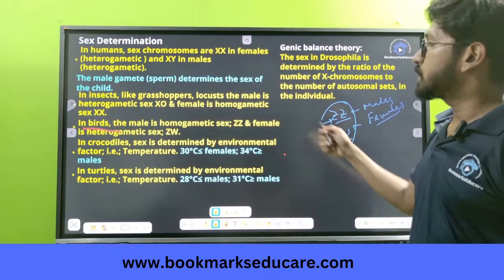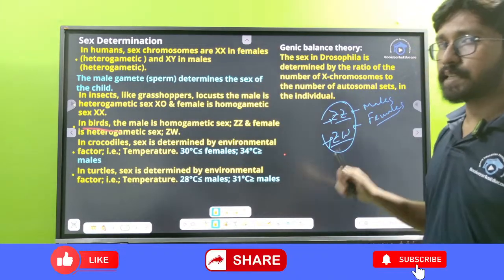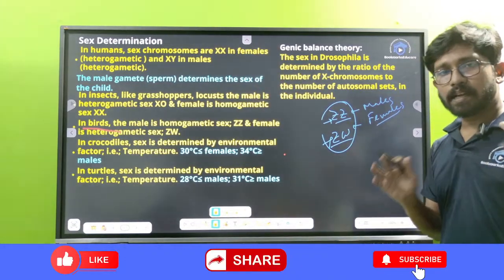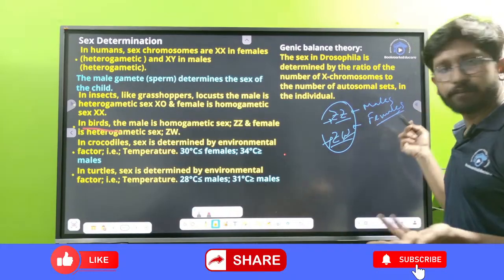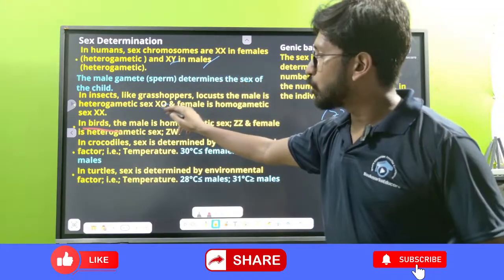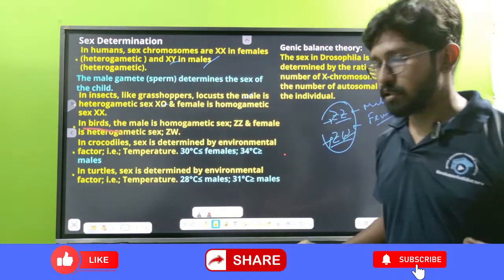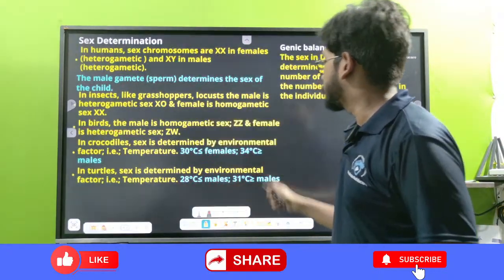All these systems, like XO, ZW, and our XX/XY system, are determined by your permutation combination. If you have W, you will become female. If you have Y, you will become male. If you have O, you will become male. But there are sometimes some environmental factors.